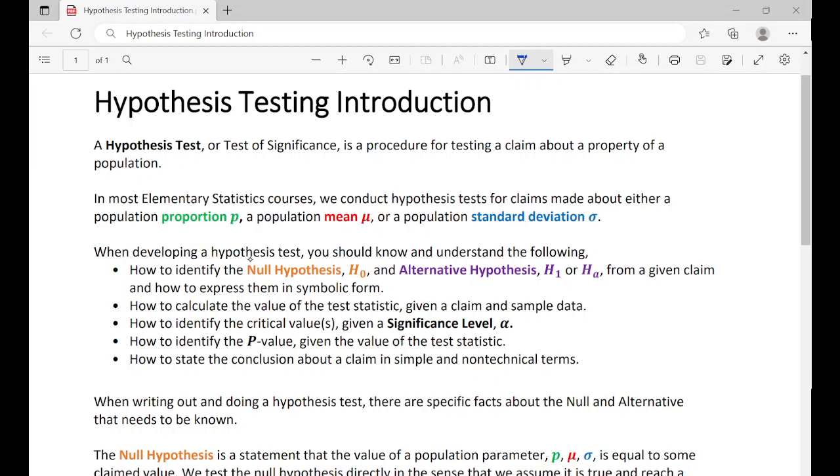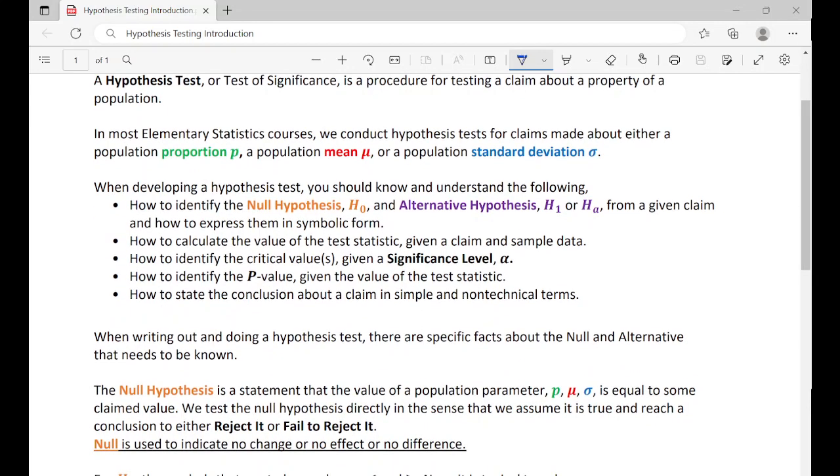When developing a hypothesis test, you should know and understand the following. 1. How to identify the null hypothesis, which is denoted as H sub naught, and the alternative hypothesis, which can be denoted as H sub 1 or H sub A, from a given claim and how to express them in symbolic form. And we'll go into that later.